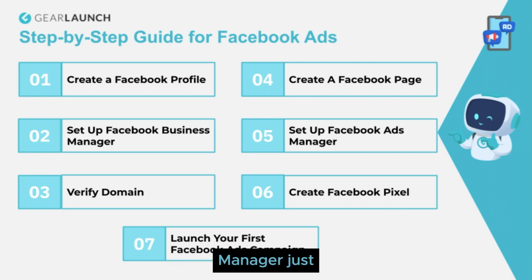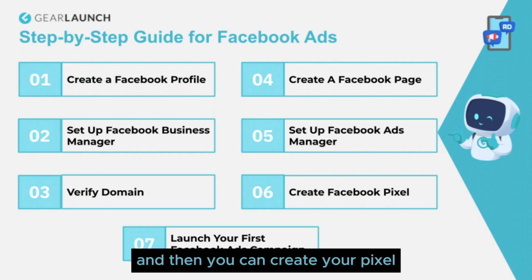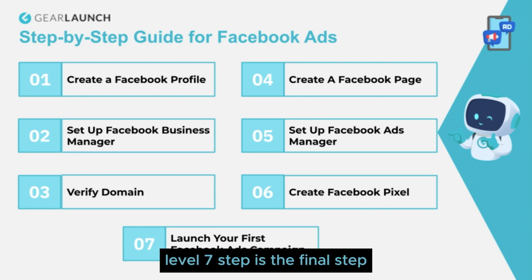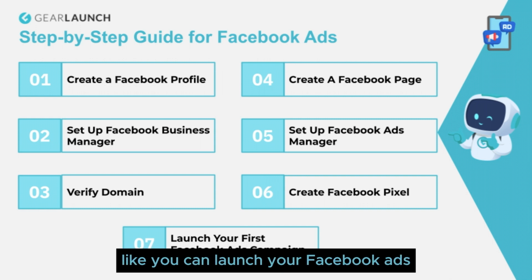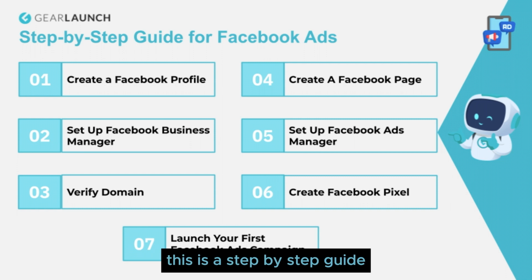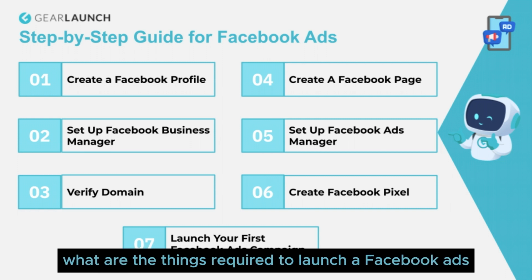Under the business manager, you have to verify your domain, whatever domain and website you want to connect. After that, you can connect your Facebook page on which your ad will run. And at last, you have to set up your Facebook ads manager, and then you can create your pixel. And then after doing all these things, the seventh step is the final step, where you can launch your Facebook ads. This is a step-by-step quick guide of the things required to launch Facebook ads.